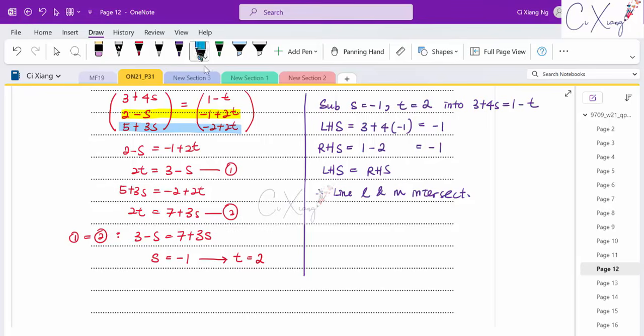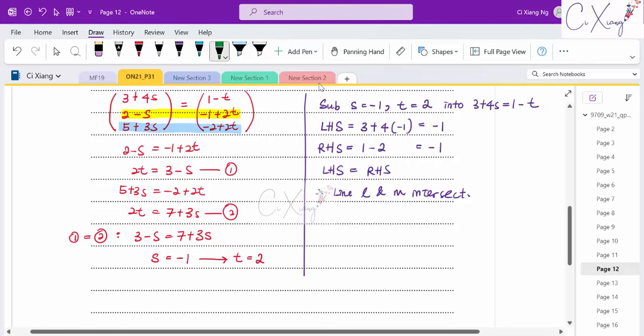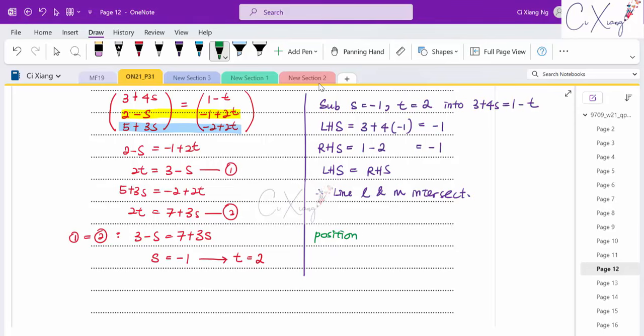Okay, so maybe I'm using the other color here. To get the position vector of the intersection point, either one, you can substitute s equals -1 into the vector equation for L, or t equals 2 into the vector equation of M. Either one. Maybe for me, I will substitute into the vector equation of line L.